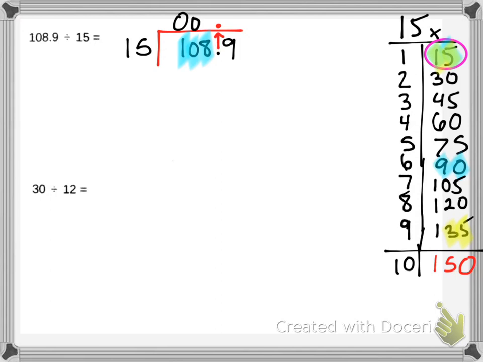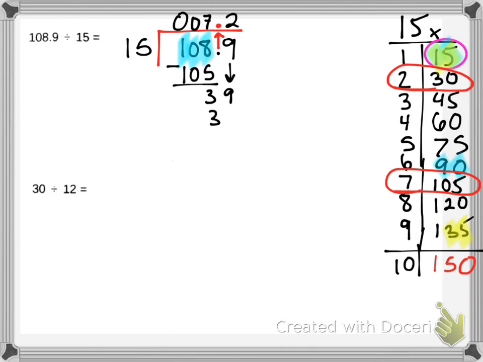And now we do have a number that's big enough for 108, which is going to be 15 times 7, and that gives me 105. So we'll use the 7 in the quotient, we'll subtract 105 from 108, and that gives me a remainder of 3. We'll bring down the next digit, which is a 9, and that gives me 39. So we look at my T-chart of my multiples, and I can see that 15 times 2 is 30. So we'll use that one. So we'll put the 2 in the quotient, and we'll subtract 30 from 39, and we'll get a remainder of 9.